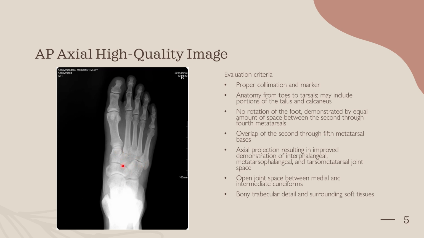And the axial projection results in improved demonstration of interphalangeal, metatarsal, and tarsal and metatarsal joint spaces. So we have open joint spaces, and then open joint spaces between the medial and intermediate cuneiform. So right here we have open spaces, and then we want bony trabecular detail and surrounding soft tissue.